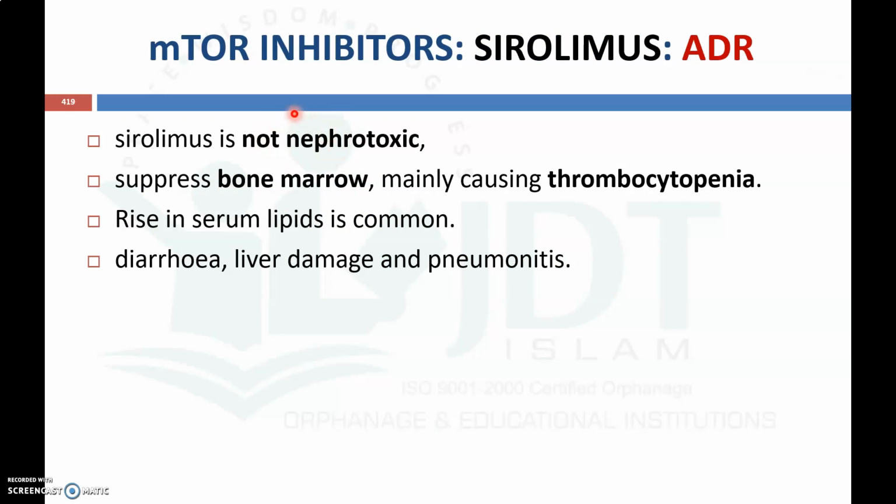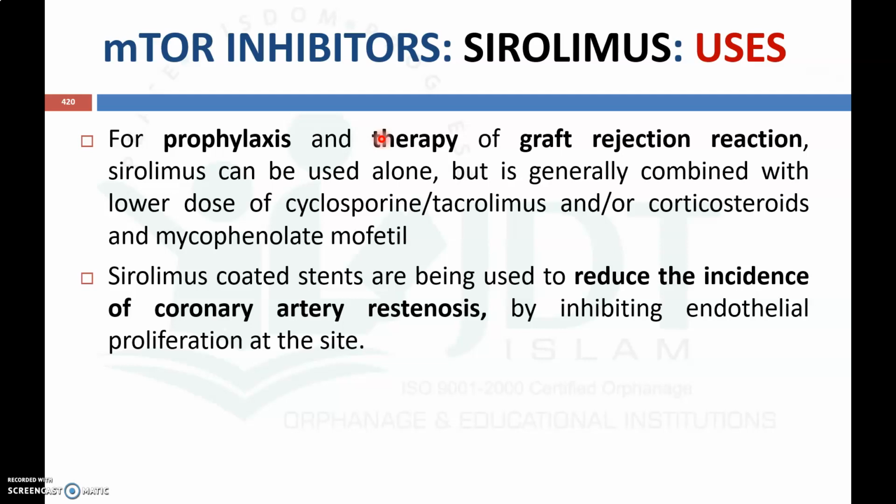So sirolimus is not nephrotoxic, but it will cause bone marrow suppression and it may cause thrombocytopenia. It may raise serum lipids commonly. It may cause diarrhea, liver damage and pneumonitis. As for the uses of sirolimus, it is used for prophylaxis and therapy of graft rejection reaction. Sirolimus can be used alone, but generally it is combined with a low dose of cyclosporine, tacrolimus or corticosteroid. Sirolimus coated stents are being used to reduce the incidence of coronary artery restenosis by inhibiting endothelial proliferation at the site. So these are the uses of sirolimus.